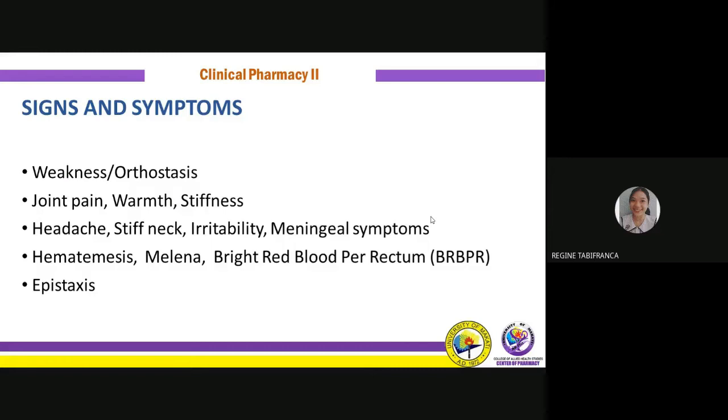Hematemesis is when the patient begins to vomit blood, and melena is black tarry stool, and bright red blood per rectum, and epistaxis is bleeding from the nose, or acute hemorrhage in the nostril, nasal cavity or nasopharynx.